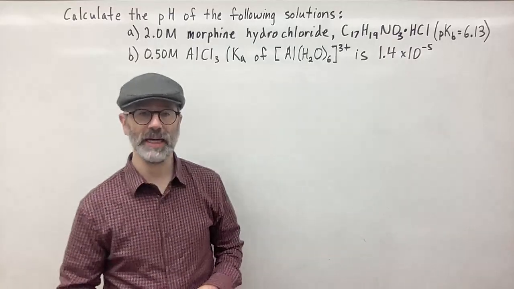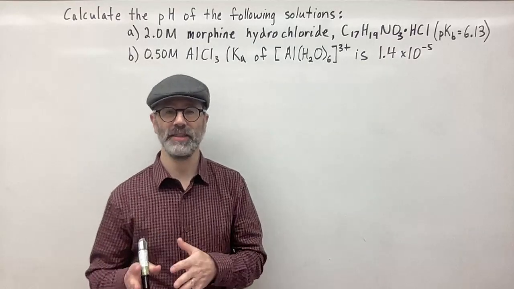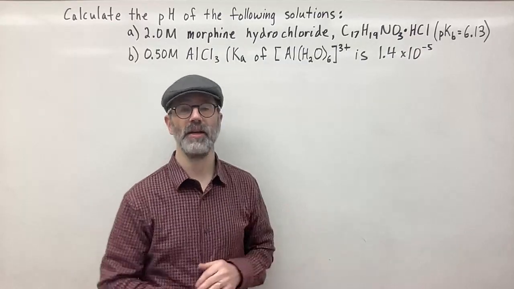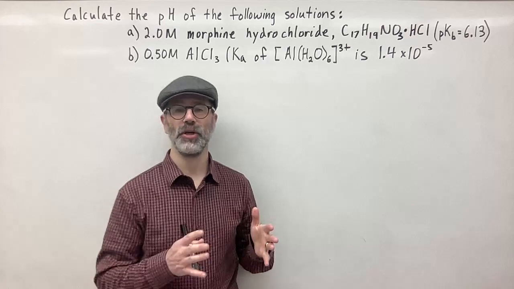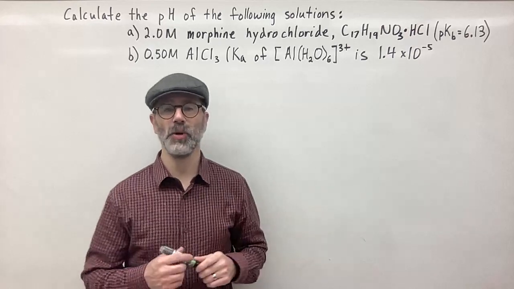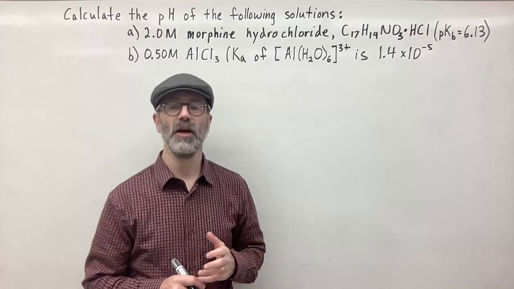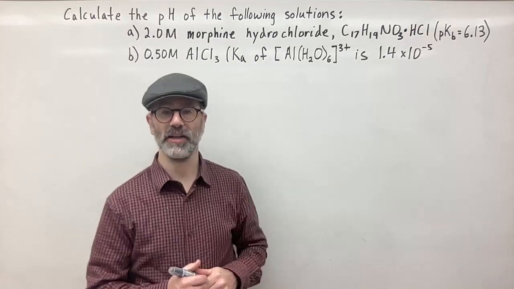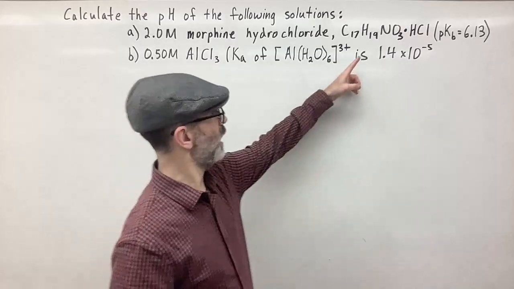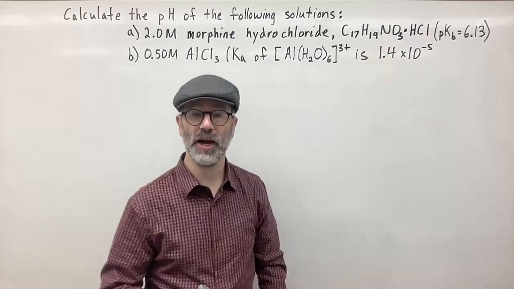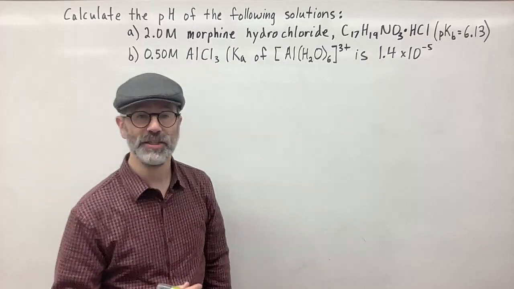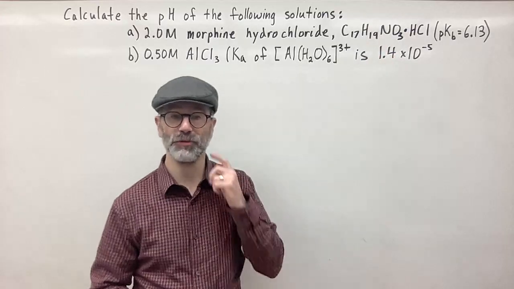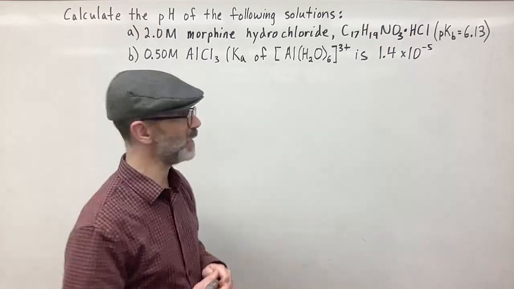And so what's going on here is, because you have the strong acid HCl mixed with the weak base morphine, that strong acid is going to react pretty much completely with the weak base morphine, forming the conjugate acid, right? So this nitrogen here with its lone pairs is going to pick up the hydrogen. And so we're going to have mostly the conjugate acid form, and we can write that generically.